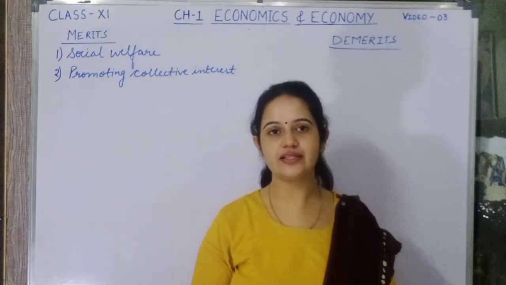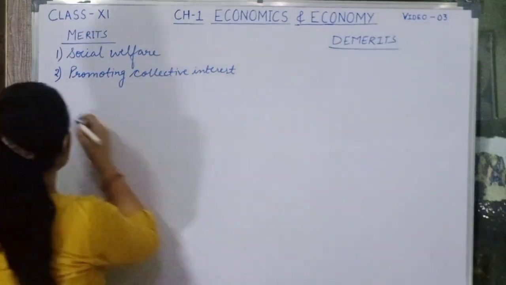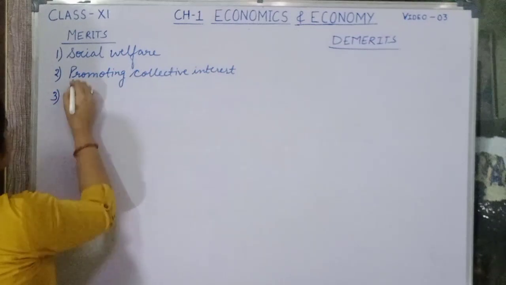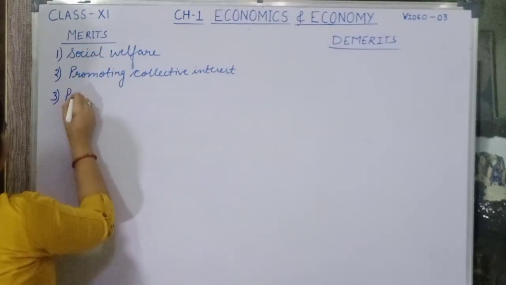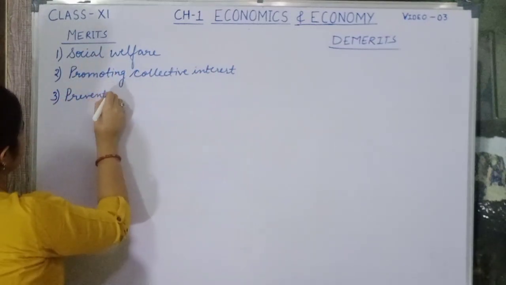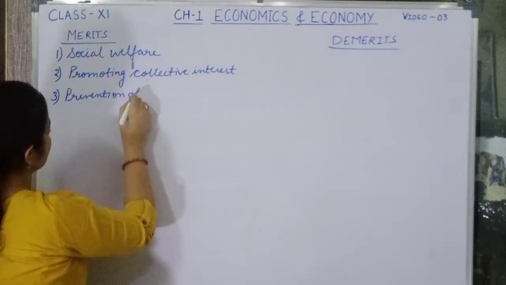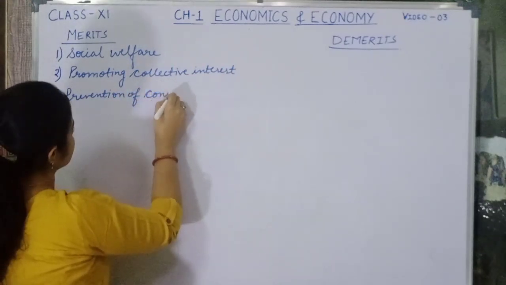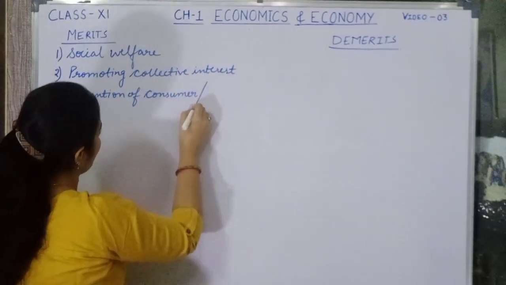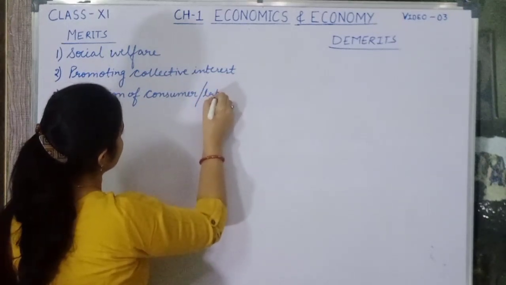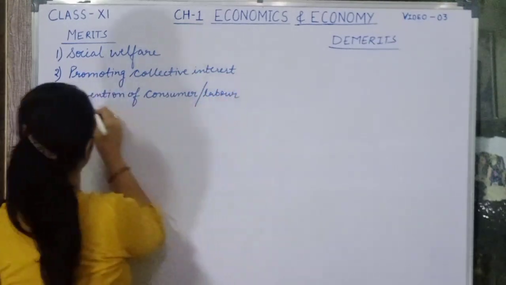Third merit is prevention of consumer as well as labor exploitation.